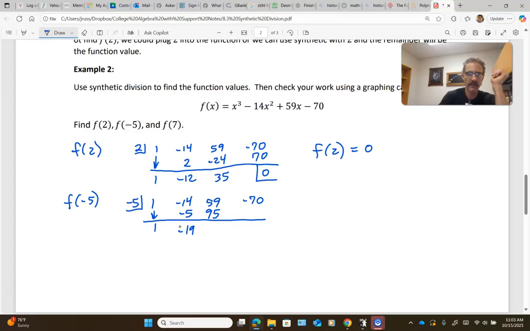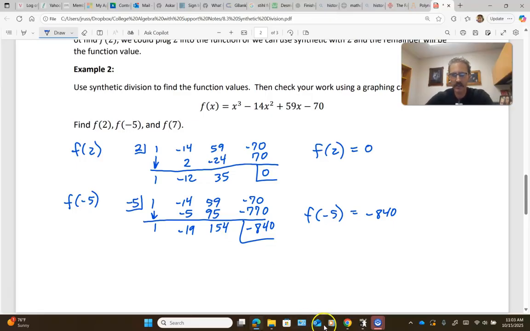59 and 95 is, I think, 154, I believe. And negative 5 times 154, what is that? I was going to say that it's negative 770. We'll check this one. And then negative 70 plus a negative 770 will give us a negative 840, okay, if I'm correct. So then this means that whenever x is negative 5, the y coordinate, or the function value, is negative 840. Let's actually check this one in the calculator.